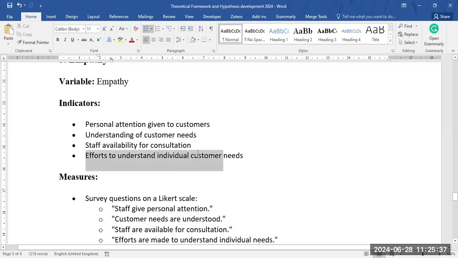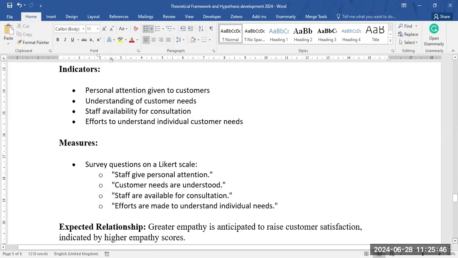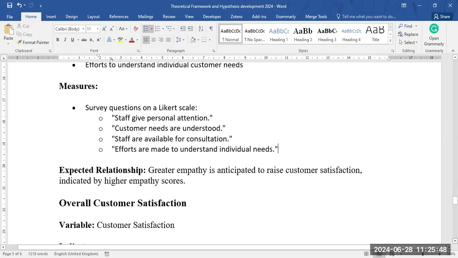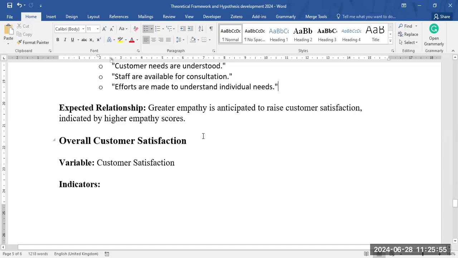Efforts to understand individual customer needs: efforts are made to understand individual needs. If you agree, 5, otherwise other scores. So greater empathy is anticipated to raise customer satisfaction, indicated by high empathy scores. Finally, so far we have discussed the independent variables, their indicators and their measures. Now we are going to look at the variable customer satisfaction, and its indicators.